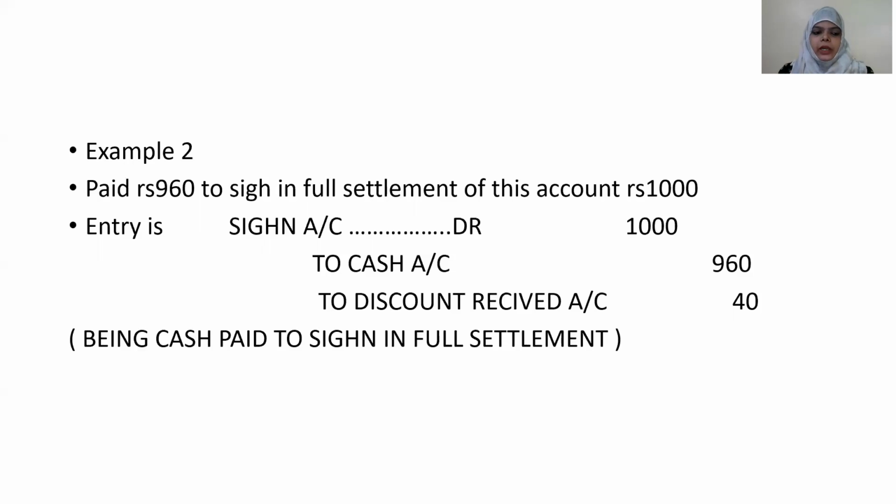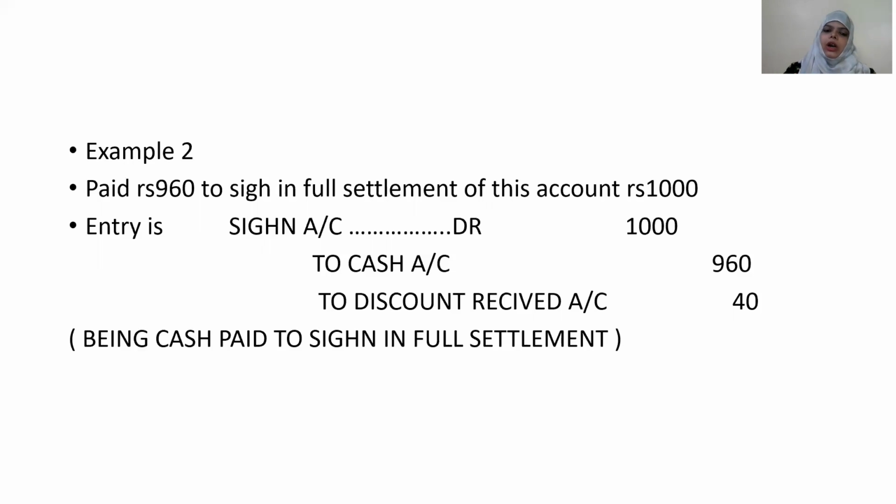Being cash paid to Singh in full settlement. There you were giving a discount of rupees 50. Here you are receiving a discount of rupees 40. So you see the transaction, it is just the reverse of the previous transaction.